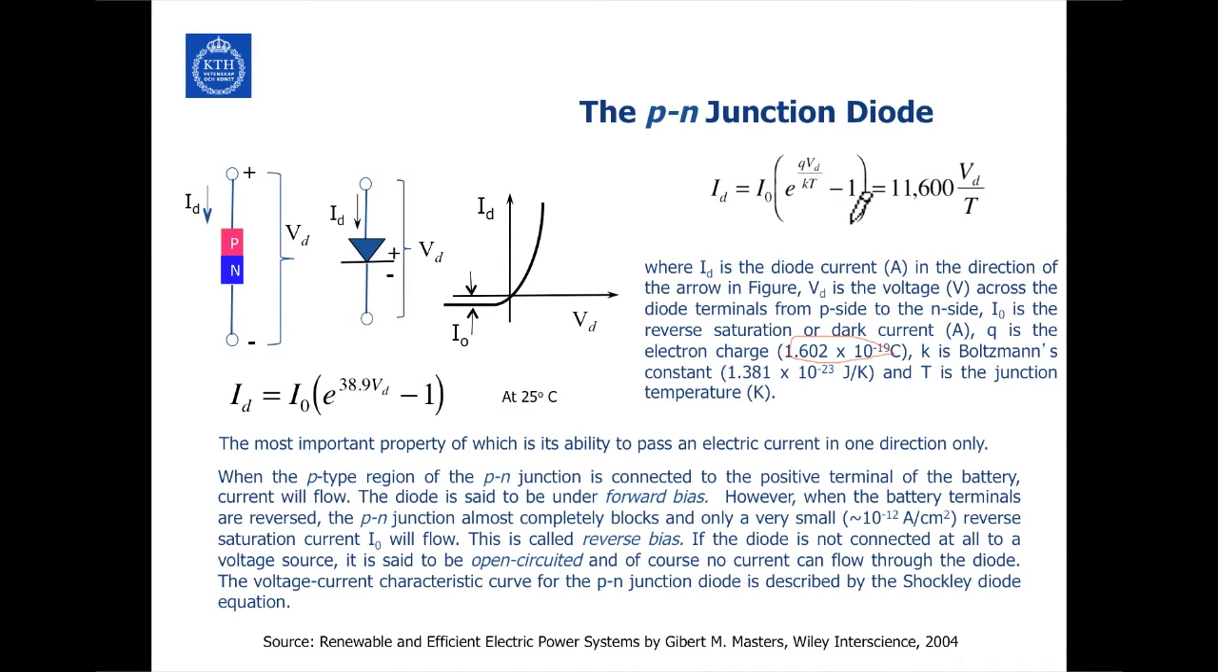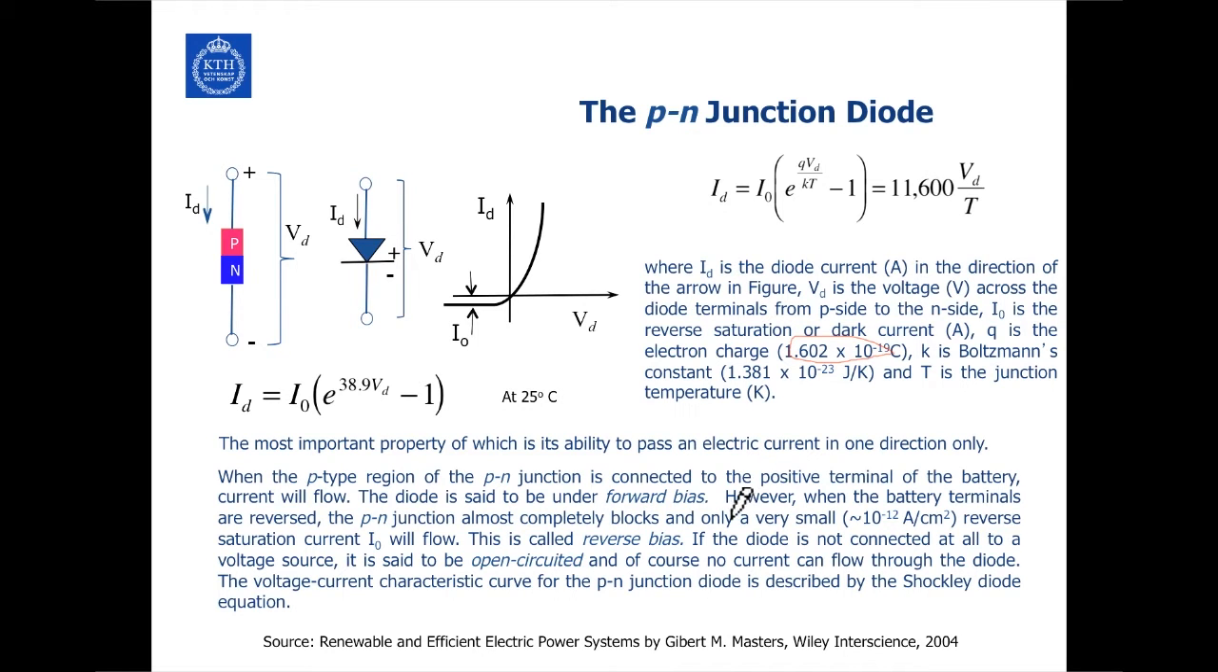This is the simple diode equation, and since most of the terms are constants, it boils down to a constant value multiplied by the voltage across the diode divided by the temperature. At 25 degrees C, for example, you can simply rewrite this equation as e to the power of this constant multiplied by Vd, minus 1. So at a given operating temperature, the diode equation can simply be written in this fashion.